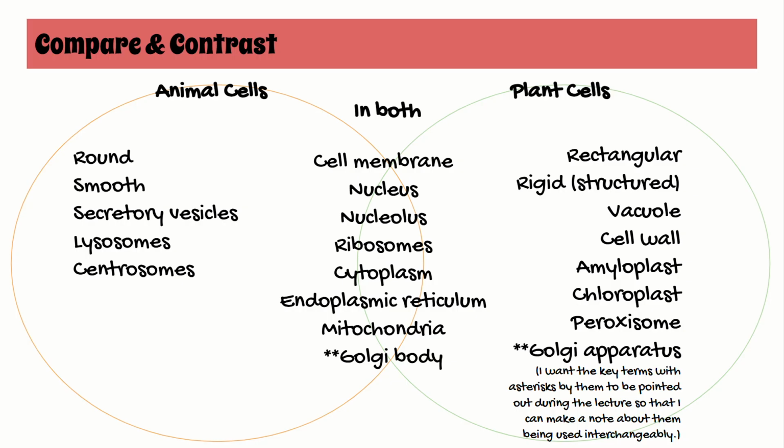Okay, so now I also want y'all to look over this in your own time right after this. I want y'all to focus on this Venn diagram that compares and contrasts animal cells and plant cells, and it also identifies what they both have in common as far as their structures and their cell-bound organelles.